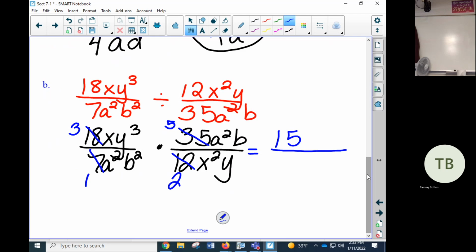Really, truly, and again, not that this is wrong, but do you see how you have x's, y's, a's, and b's? You're really supposed to go a squared b x y cubed. Just put them in alphabetical order. But again, not a huge deal. On the bottom, 1 times 2 is 2. And then these are in alphabetical order, a squared, b squared, x squared, y.